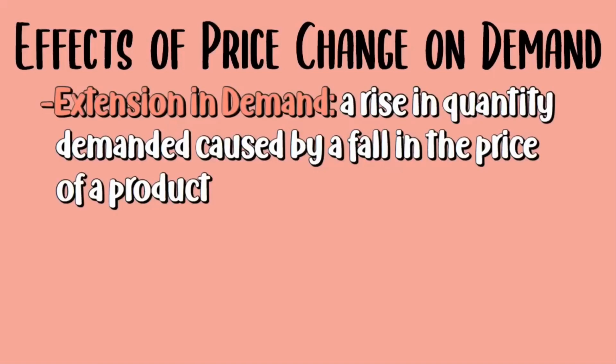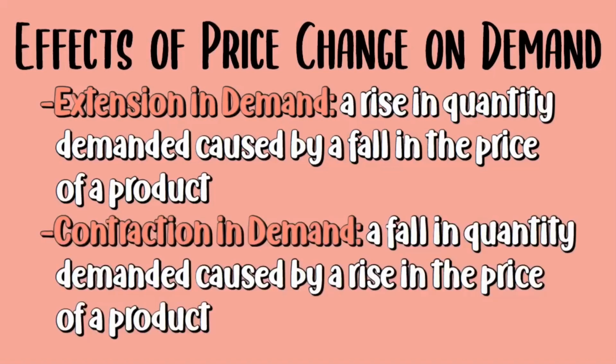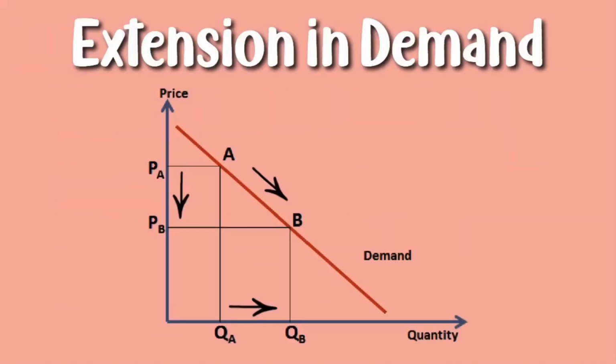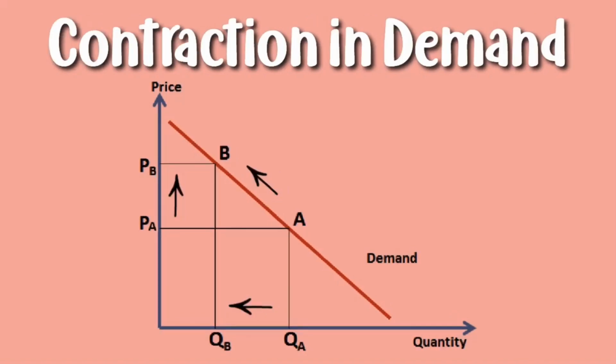So first is extension in demand, and this is a rise in quantity demanded caused by a fall in the price of a product. Next is contraction in demand, and this is a fall in quantity demanded caused by a rise in the price of a product. So over here, as you can see, when price falls, the quantity demanded increases, so it moves from A to B. In contraction in demand, the price rises and the quantity demanded reduces.